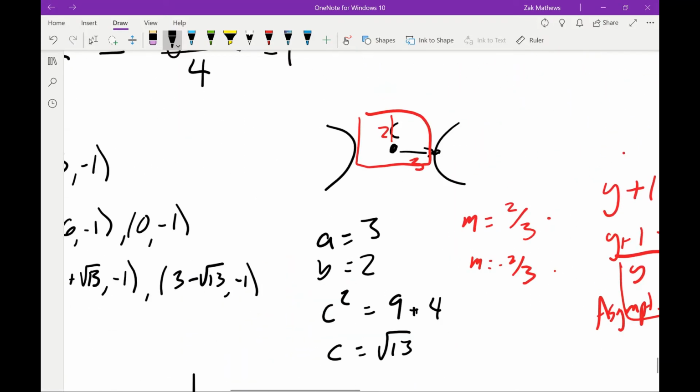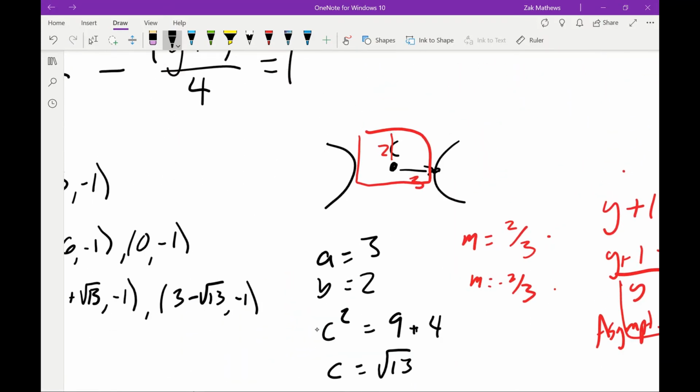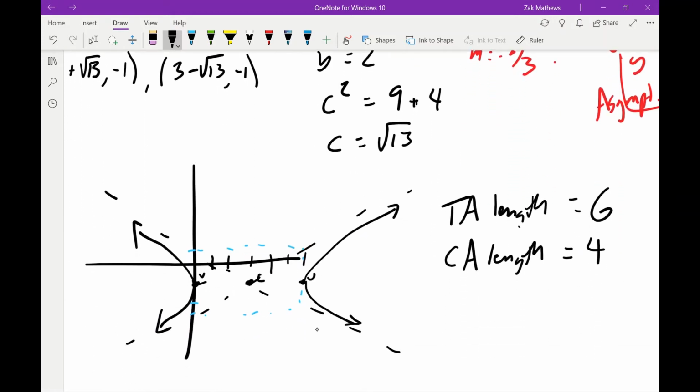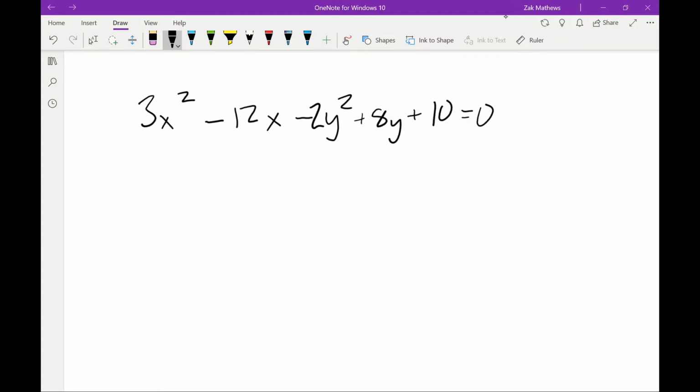And so, just like I did with the parabolas, I started with a super inaccurate picture, a little diagram, and then finally, once I had all of my information, I made it more accurate. All right, let's look at one that is not in standard form. Notice this is in general form, everything's been multiplied out, it's set equal to 0. And so if we want to figure out what this is, we need to put it into standard form.